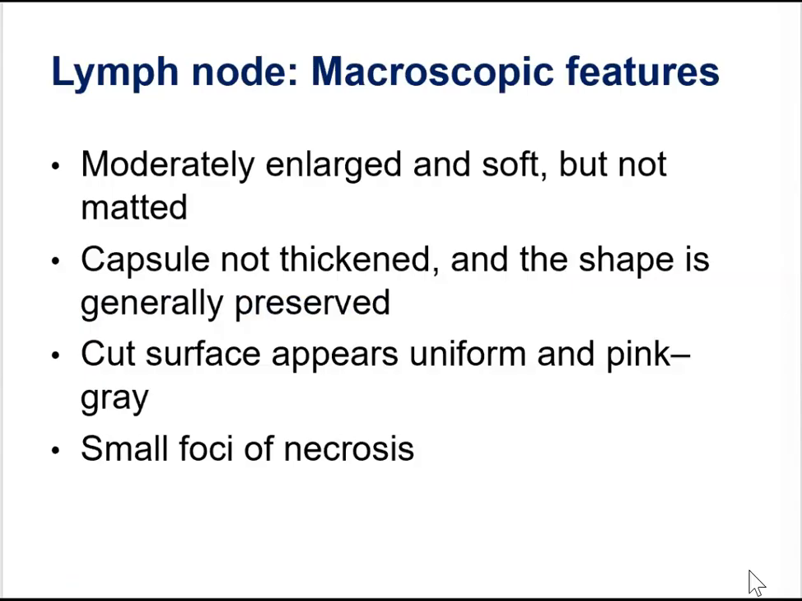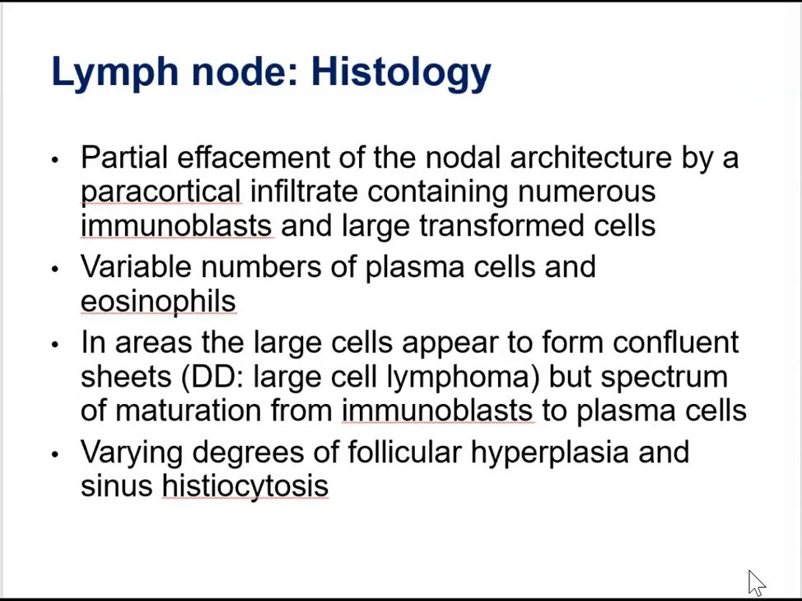The lymph node in infectious mononucleosis is enlarged and soft, but are not matted together. The capsule remains thin, and the cut surface appears uniform and pink with yellowish foci of necrosis. The histology shows partial effacement of the nodal architecture by a paracortical infiltrate that contains numerous immunoblasts and large activated lymphocytes with prominent nucleoli. They are accompanied by variable numbers of eosinophils and plasma cells.